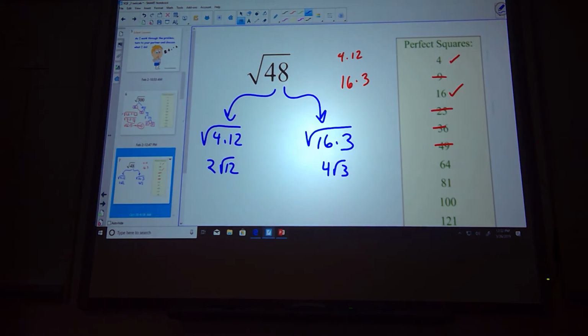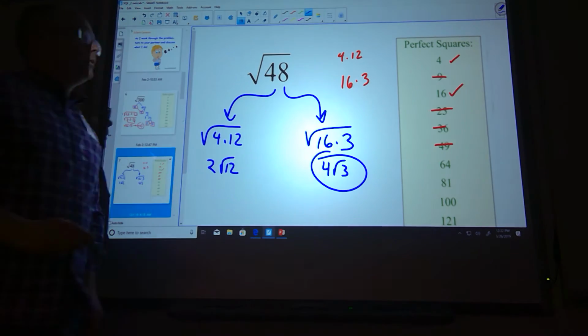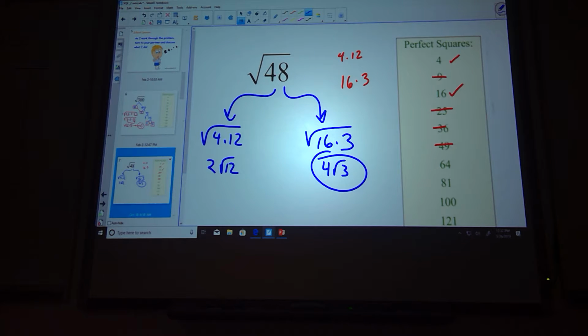Can I break square root 3 down any more? Does it break down to anything? No. Can I break square root 12 down? Yeah, 4 still goes into 12. So this is the appropriate answer here. Okay? So you're looking for the largest perfect square that's going to be part of the number.